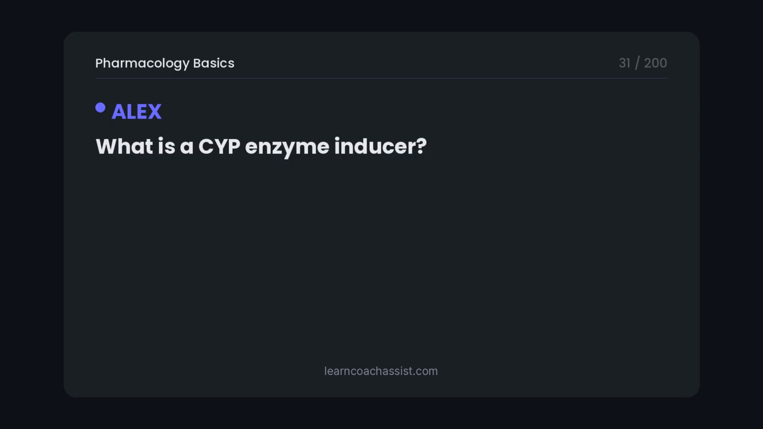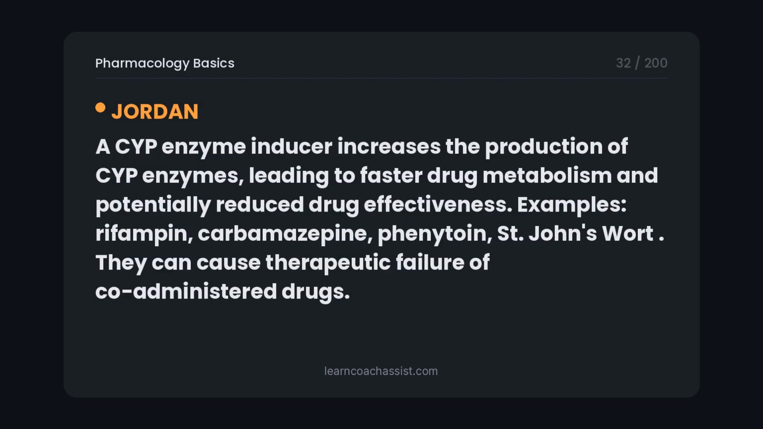What is a CYP enzyme inducer? A CYP enzyme inducer increases the production of CYP enzymes, leading to faster drug metabolism and potentially reduced drug effectiveness. Examples: rifampin, carbamazepine, phenytoin, St. John's wort. They can cause therapeutic failure of co-administered drugs.